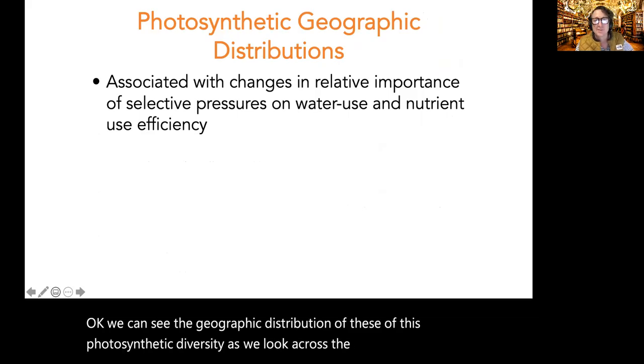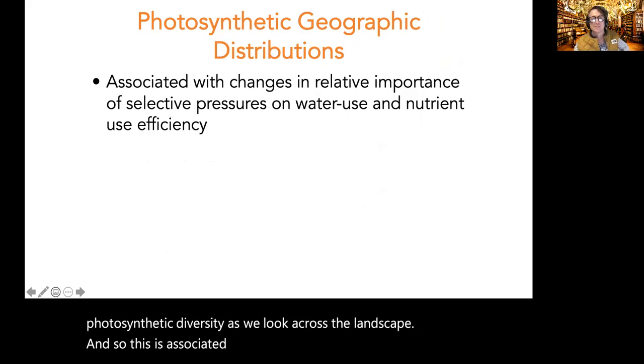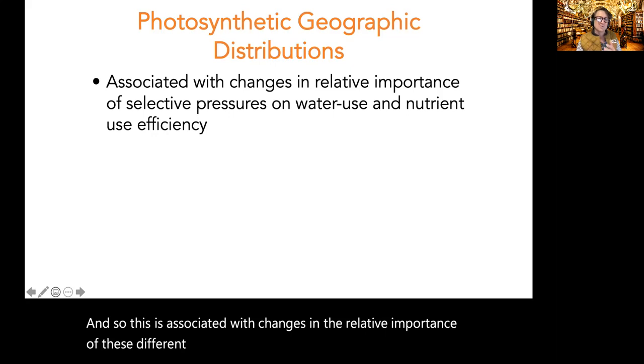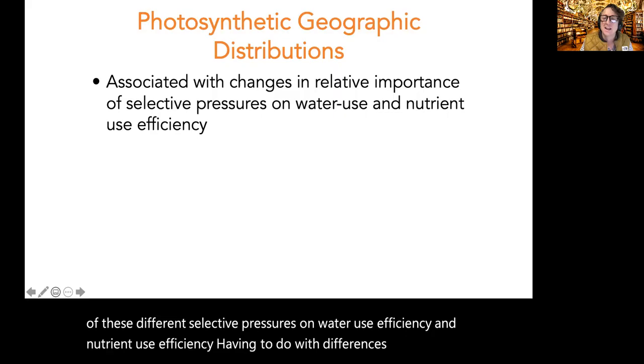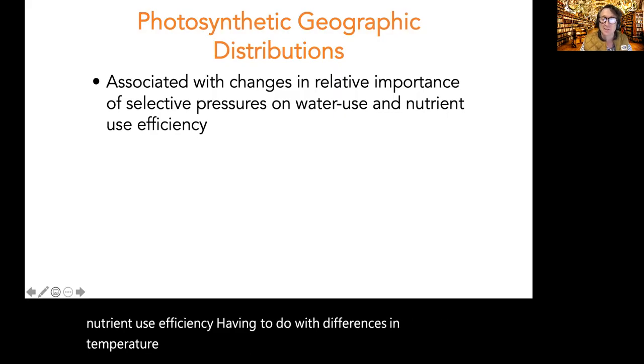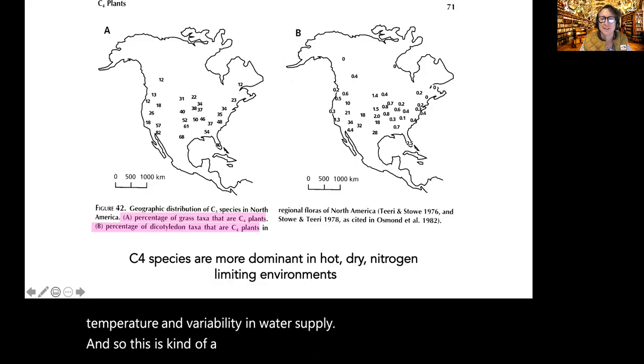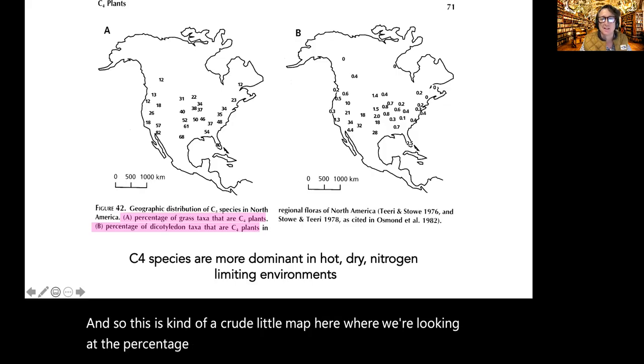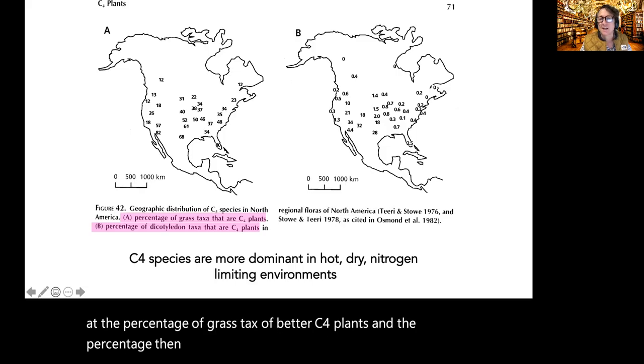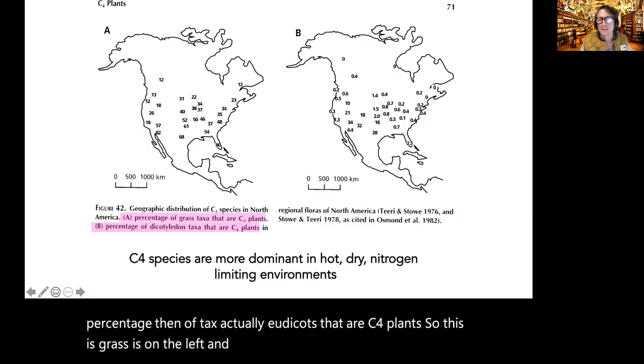Okay. Now we can see the geographic distribution of this photosynthetic diversity as we look across the landscape. And this is associated with changes in the relative importance of different selective pressures on water use efficiency and nutrient use efficiency, having to do with differences in temperature and variability in water supply. So this is a crude little map here, where we're looking at the percentage of grass taxa that are C4 plants, and the percentage of eudicot taxa that are C4 plants. So this is grasses on the left, and eudicot plants on the right.